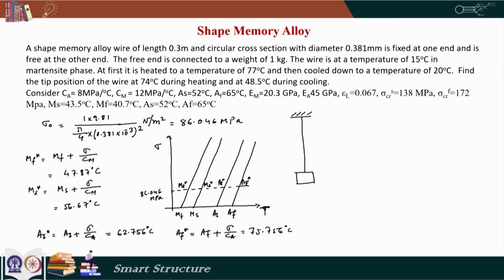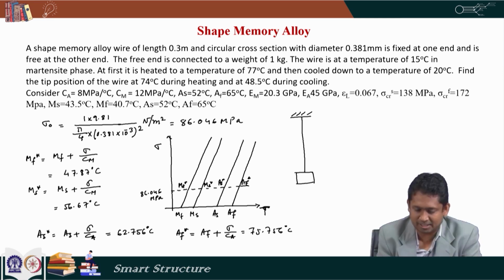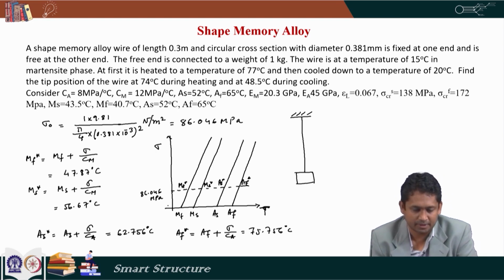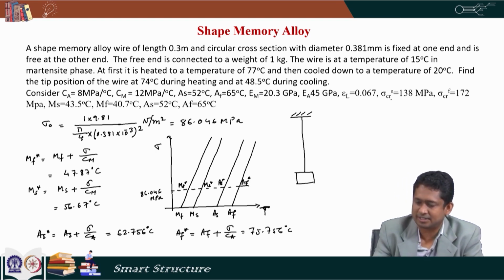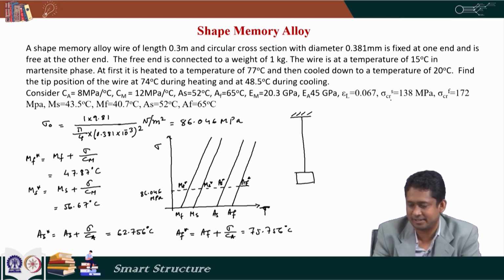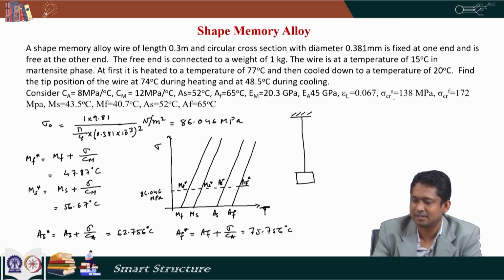Now, the temperature at which the material is at the beginning is 15 degree centigrade. So, that is much less than Mf star as well as Mf. So, it is in this zone, and we have sigma critical S, which means the stress at which the stress induced martensite formation starts taking place, which means that detwinning starts taking place. That is 138 megapascal, and it finishes at 172 megapascal. So, our stress is 86, which is much less than sigma CRS.